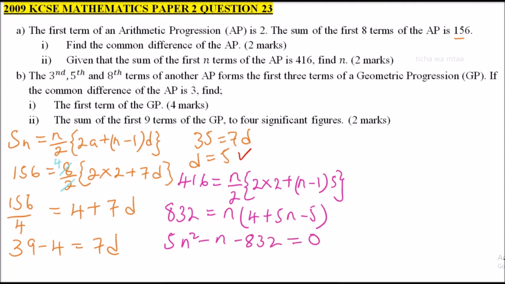This is a quadratic equation. You can use the quadratic formula to work that out, and you'll be able to get n is equal to 13 or minus 12.8. And because our common difference is 5, it means that it is progressing positively, so we say our n is 13. So that is how you work that out.